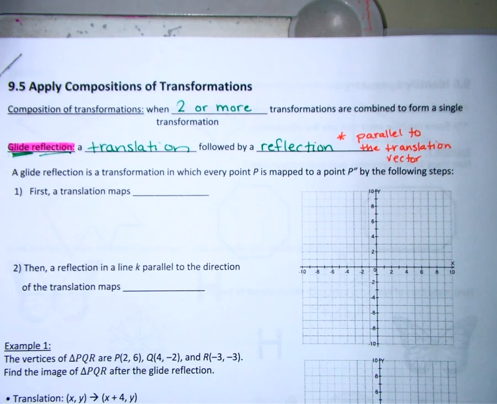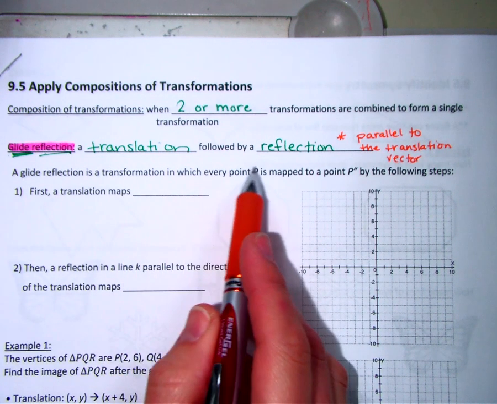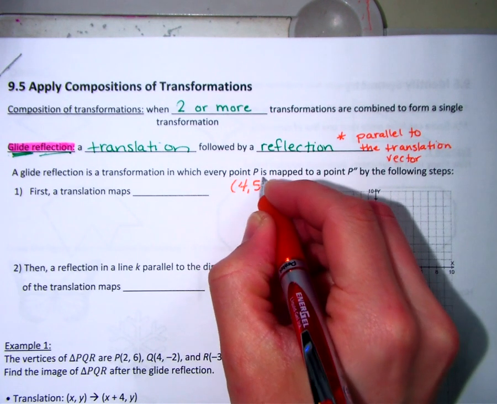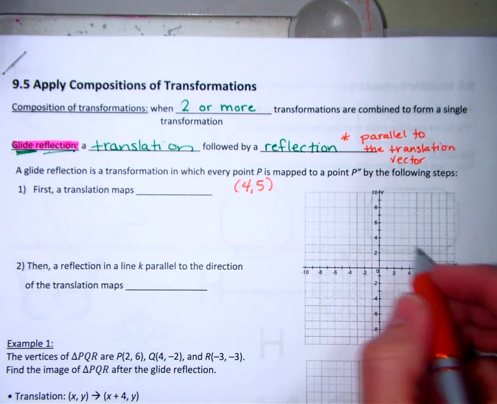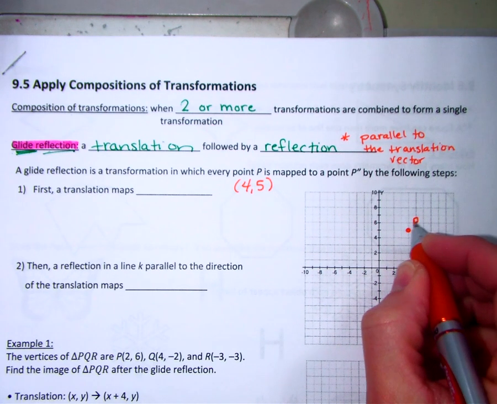We're going to start with just one point and show you what that looks like, and then we'll do a whole shape. And we're only really going to do 2 compositions because basically this is just doing everything we did last week, but doing one and then another. Okay? So we're going to show what a glide reflection looks like. A glide reflection is a transformation in which every point P, so we're going to give the point P the coordinates 4, 5. Okay, so let's graph 4, 5. That's our point P. So this is P.